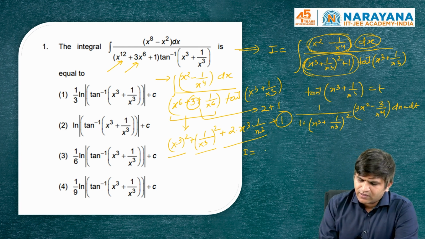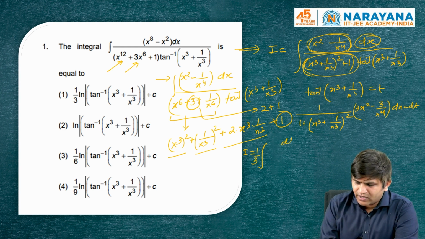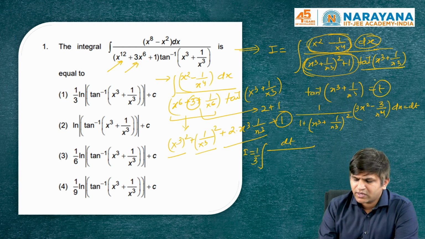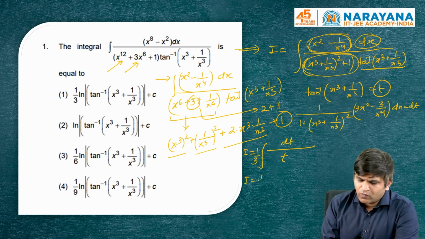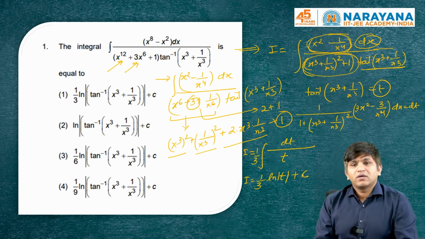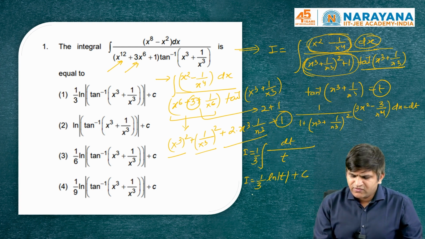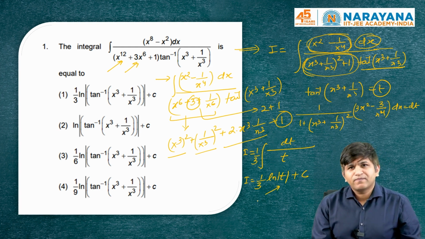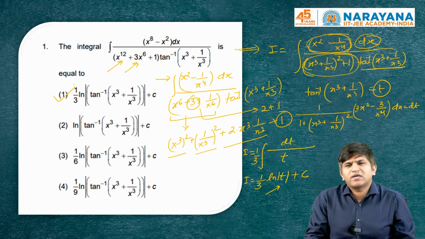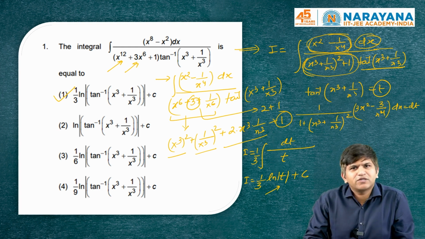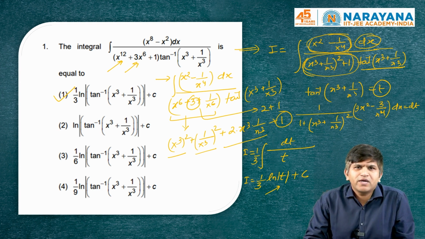So now we get the integral of dt/3 divided by t, where t is tan inverse of this. We take 1/3 outside, giving the integral of dt/t. This is nothing but (1/3) ln|t| plus the constant of integration, and replacing t with tan inverse of (x^3 + 1/x^3), we get answer 1. This was a relatively easy and very basic problem from indefinite integration.